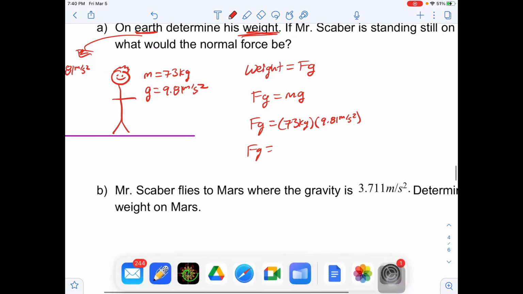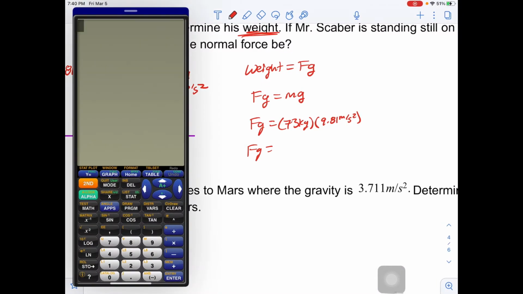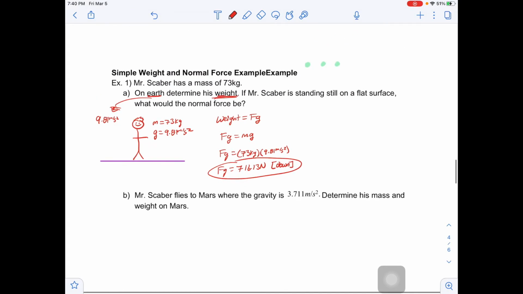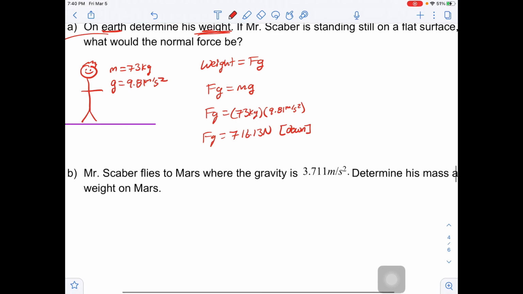So my force of gravity, pull up my calculator here, 73 times 9.81, that's 716.13 newtons. And remember, force is a vector, so the force of gravity is down. And there's my force of gravity. I technically should give this the proper sig digs for a final answer, so I'll move this decimal over twice. And that'll be 7.2 times 10 to the 2 newtons down.